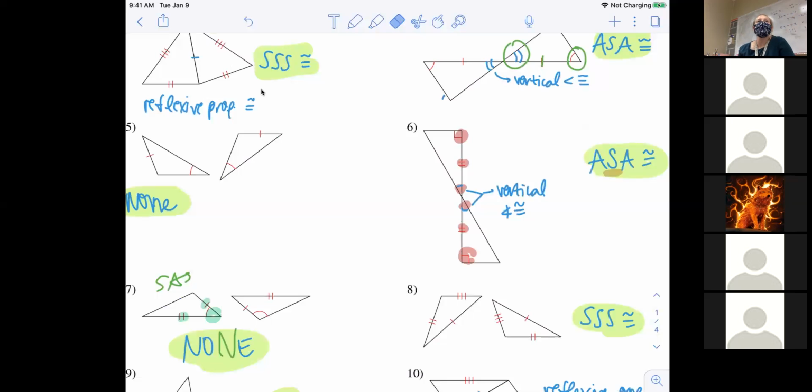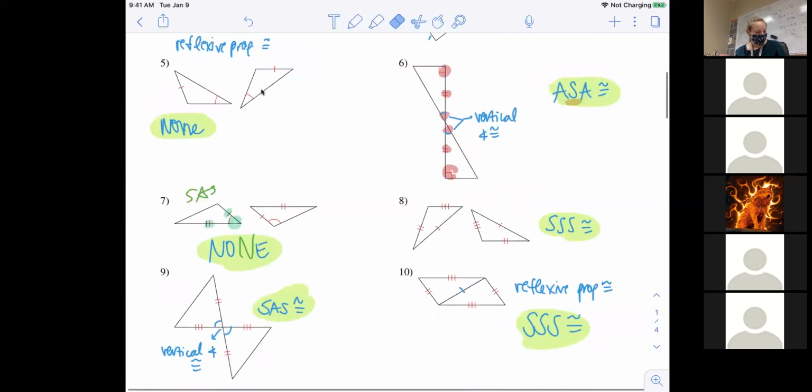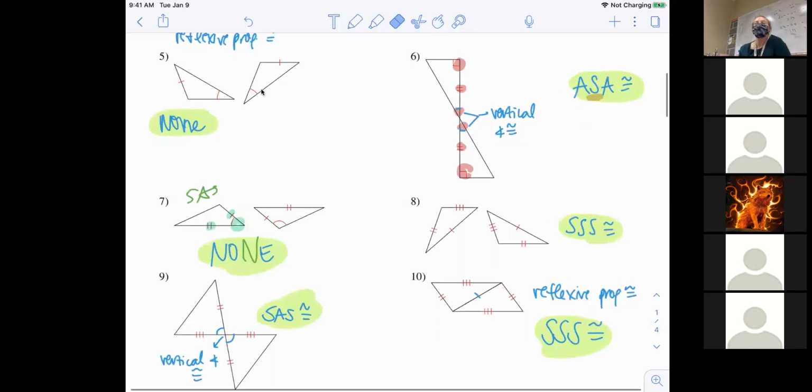Any questions on 5, 6, 7, or 8? No? Okay, and here's 9 and 10. I think I got closer in the other class. That's okay. I'd love to explain how I got anything.